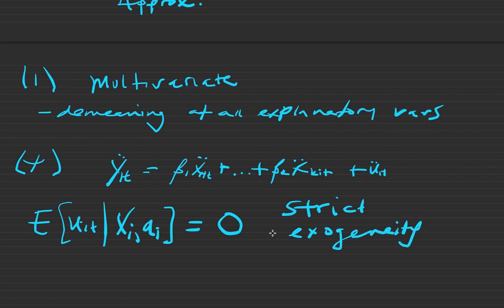We say that this is strict because this relationship implies for all time periods, for all t. So the idiosyncratic error should be uncorrelated with each explanatory variable across all time periods. And this is different from the first difference estimator, which you will see in some derivations only requires exogeneity across adjacent time periods.